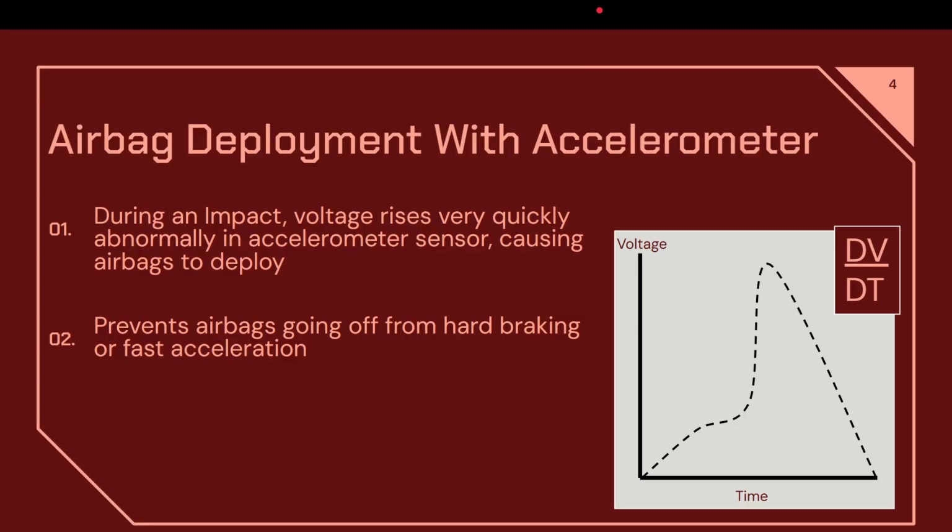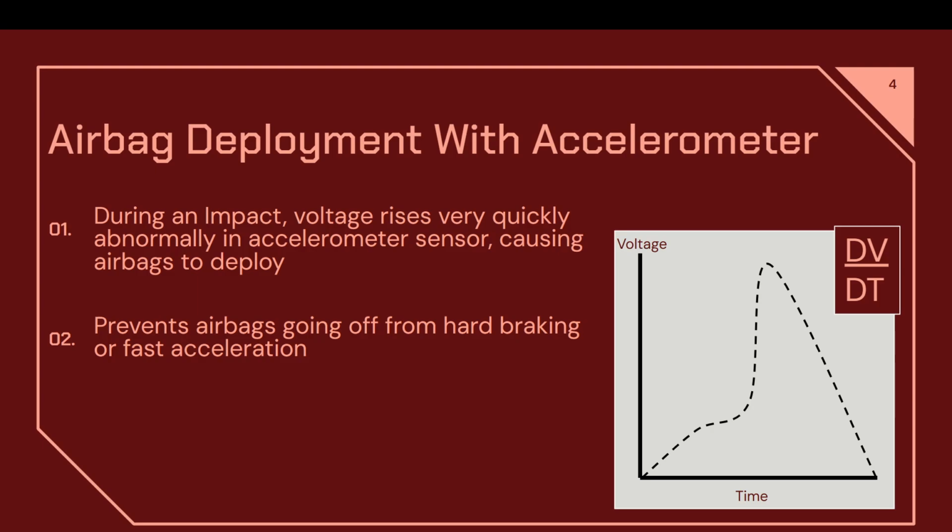One real-world application of voltage derivatives is in airbag deployment systems in vehicles. Inside of a car, accelerometers constantly measure motion. When the car experiences a sudden impact or change, the voltage in the sensor spikes rapidly. By analyzing the derivative of this voltage, the system can determine whether the car is in a crash and if the airbags should or should not deploy.